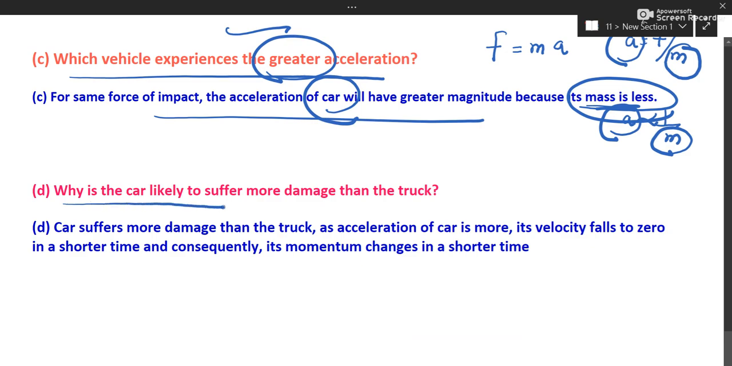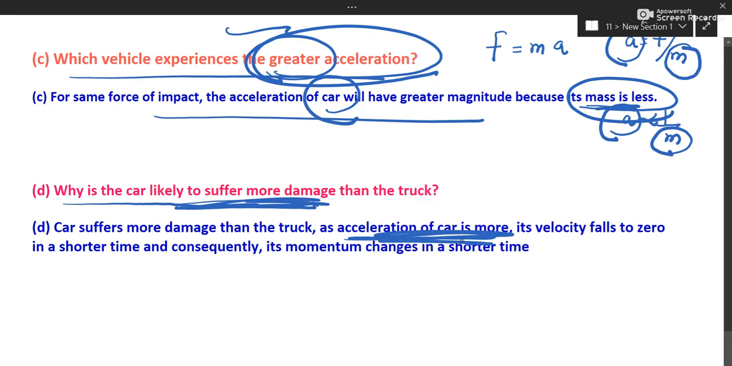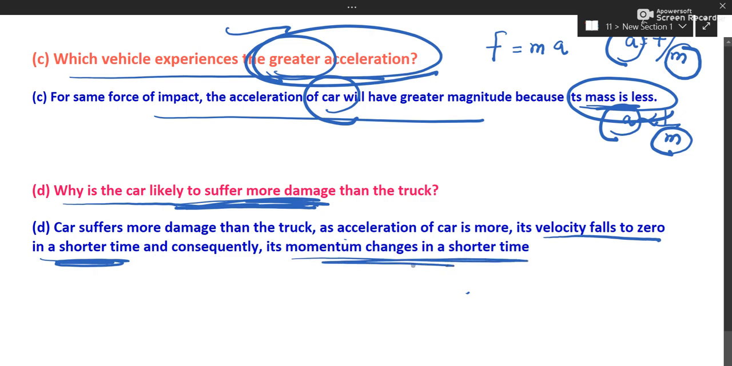Why car is likely to suffer more damage? Car is likely to suffer more damage because its acceleration is more, because it has less mass. Okay? Because velocity is falling to zero, as in velocity is decreasing in a shorter time. So momentum changes in shorter time, hence impact will be more. Okay. Prepare properly.